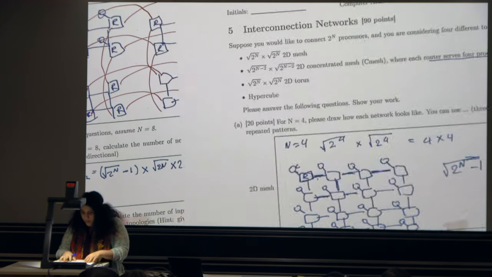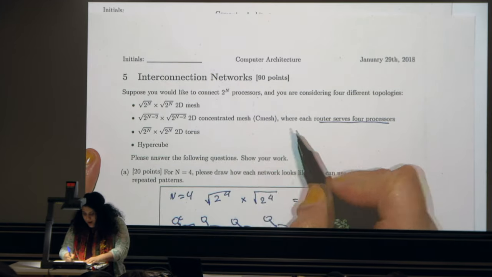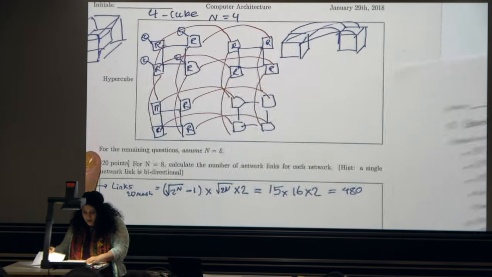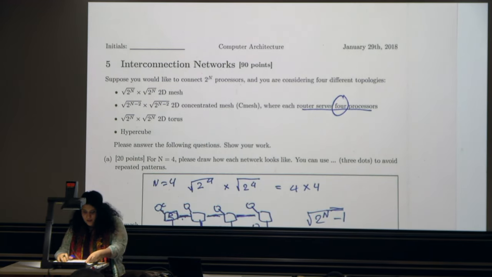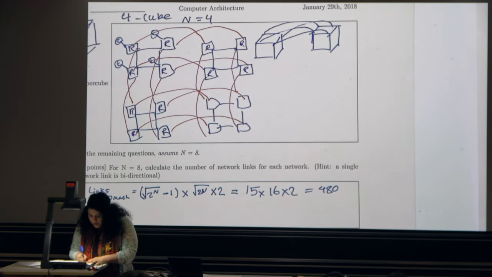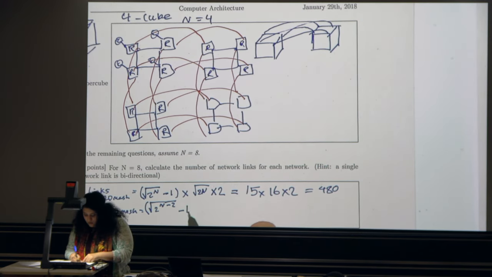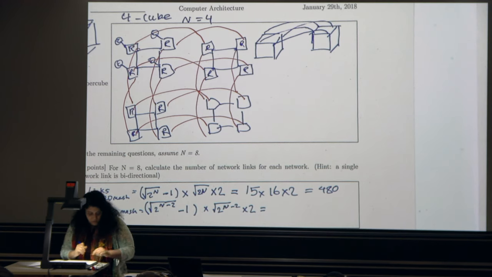Okay, so let's think of here. For both n equals to 4 or 8, we know that our routers can have basically 4 processors. So a concentrated mesh is like a mesh, but each router serves 4. So let's take this into account. Links for a C mesh, concentrated mesh, would be, so this is divided by 4, right? Like this minus 2. Which here would be 7 multiplied by 8 multiplied by 2.